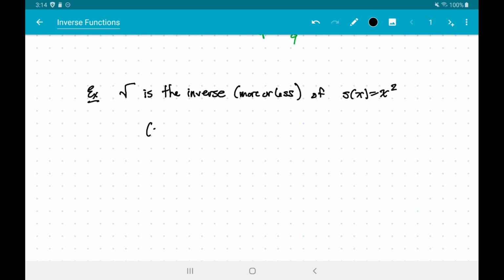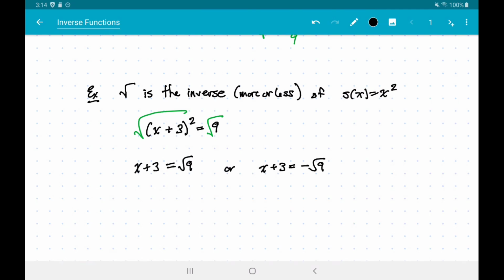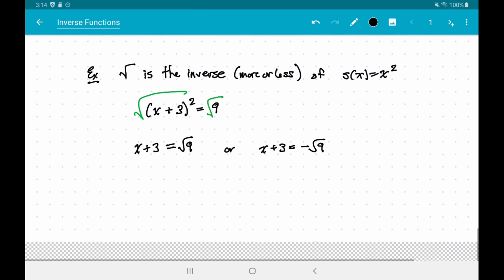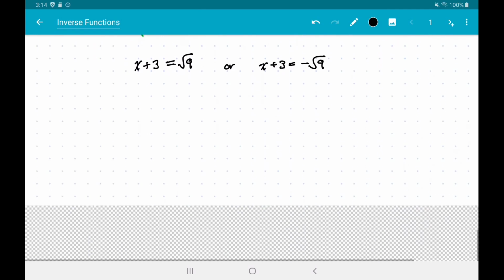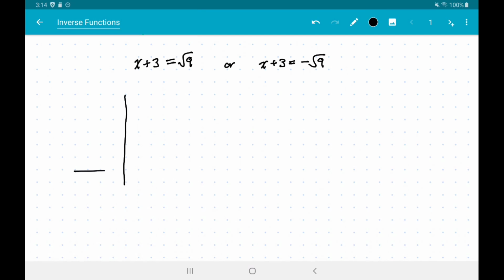And you know this already because if you had, for example, x plus 3 squared equals 9, you could take the square root of both sides. That's applying the square root function to both sides. The reason I say more or less is that there's this complication of plus and minus square roots. What's happened there can be seen on the graph of the squaring function. So let me show you this.